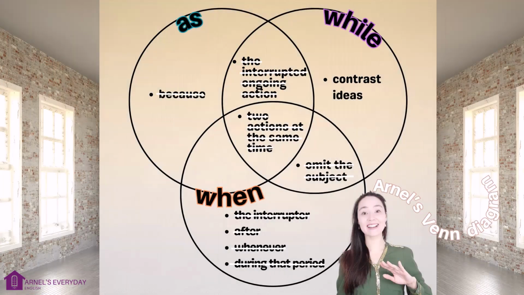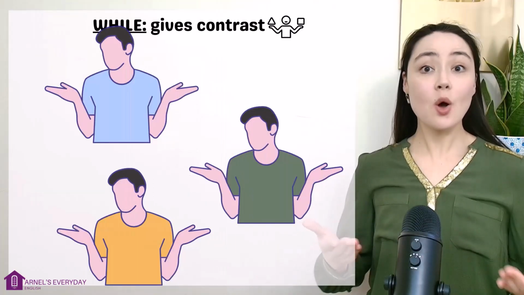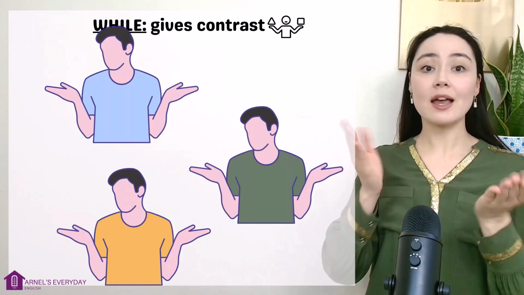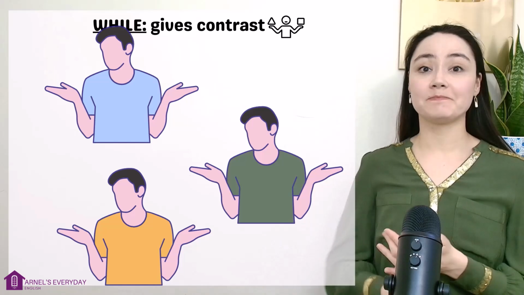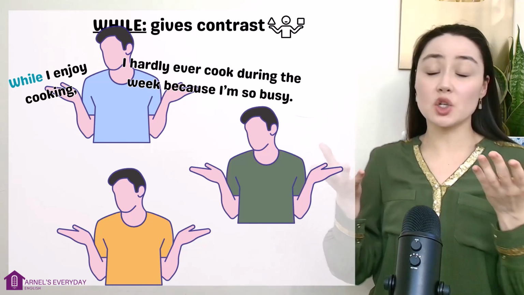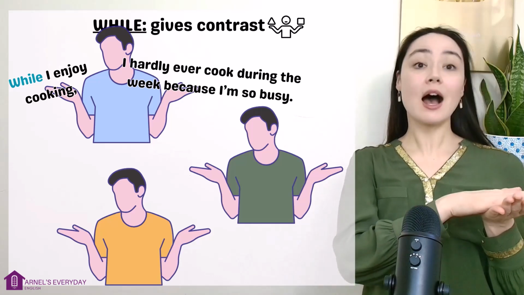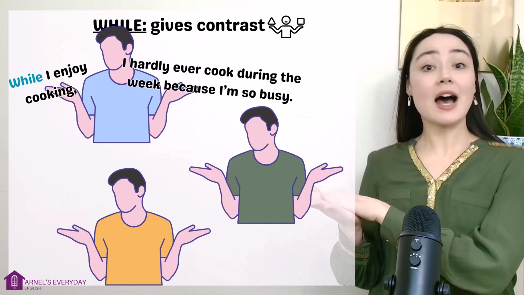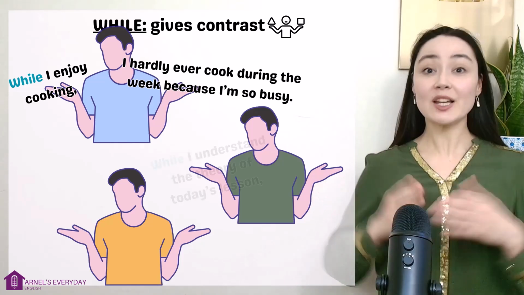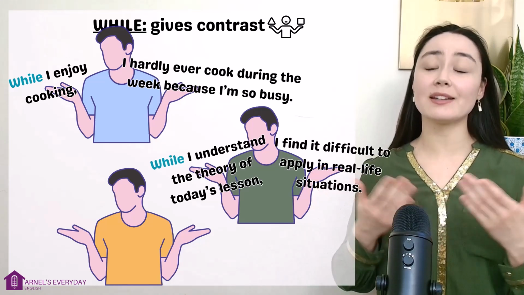Finally, the very last one before the test. While can give you a contrast. Contrast means two things are clearly different. In formal English, while can be used to give a contrast. It's like even though. While I enjoy cooking, I hardly ever cook during the week because I'm so busy. Here there's a contrast. On the one hand, I enjoy cooking, but on the other hand, I'm too busy to cook. While I understand the theory of today's lesson, I find it difficult to apply in real life situations.